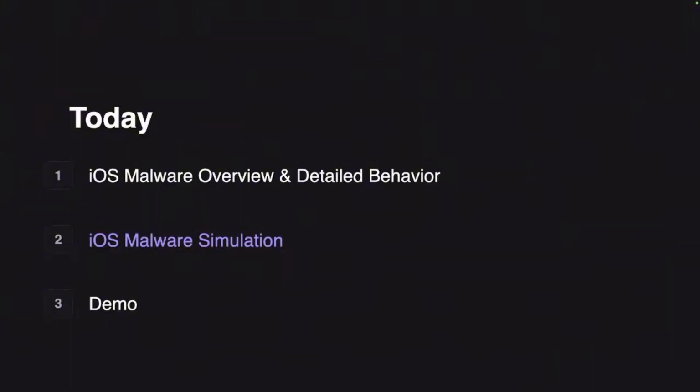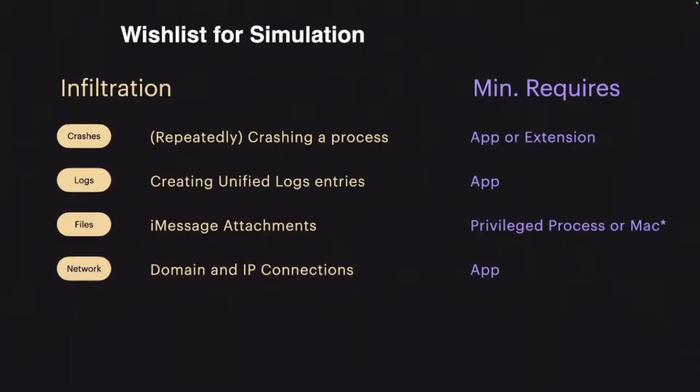Okay. Now, let's talk about how we can actually simulate this. In terms of my wish list for simulation, this is what I would want to do for simulating some part of the infiltration stage. It's repeatedly crashing a process. It's something we could theoretically also do with an extension or with an application, because if I'm renaming my app to HomeD and I'm crashing my app, it's going to look like a HomeD crash, even though the process path inside the crash log is obviously something completely else.